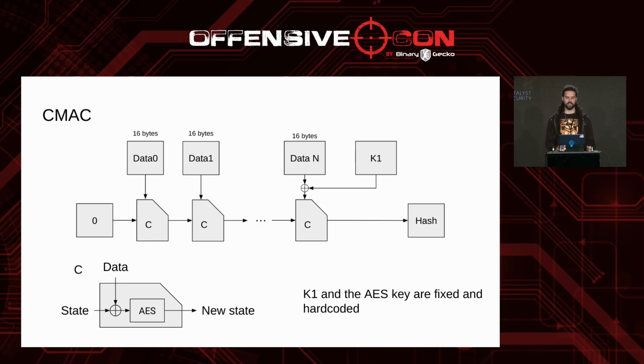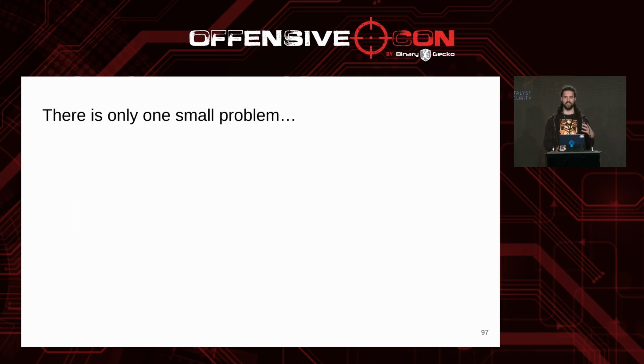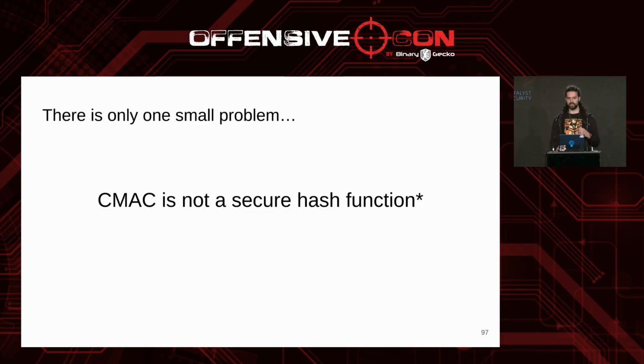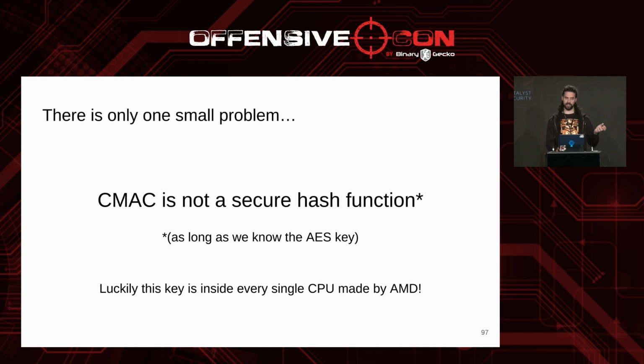Now, you look at this and you see that it's standardized by NIST and is supposed to be a secure MAC, so you think this might be all good. If this is AES, it's a secure cipher, but there's actually a small problem, which is that CMAC is a MAC, it's not a hash function. It's not designed to be a hash function, it's actually not a secure hash function, it can be broken. There's a small asterisk there, which is that in order to break CMAC when used as a hash function like here, you actually need to know the AES key. But luckily for us, AMD put this key inside every single CPU that they ever made, so we can probably get it out somewhere. So let's just assume that we have this key now.